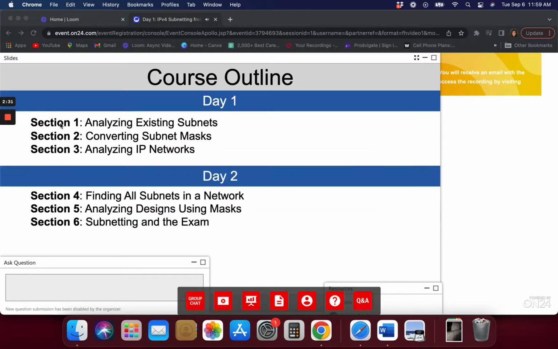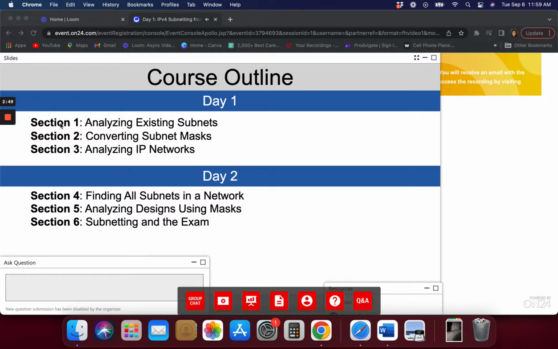So in words, here's the outline today, operational view, analyzing existing subnets will take us through the halfway point today. That's most of today. And then 2 shorter topics, one on converting masks into different formats and understanding those, and then analyzing IP Class A, B, and C networks.